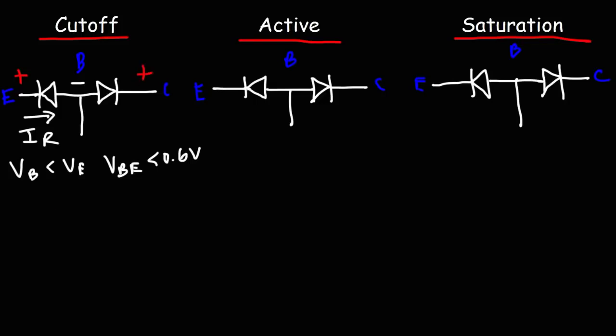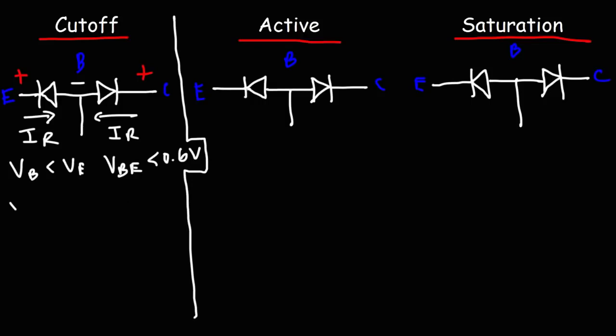Now the potential of the collector is going to be higher than the potential of the base. So the collector base junction is also in reverse bias mode. So when those two junctions are in reverse bias mode, you're operating in the cutoff region. The transistor is off.